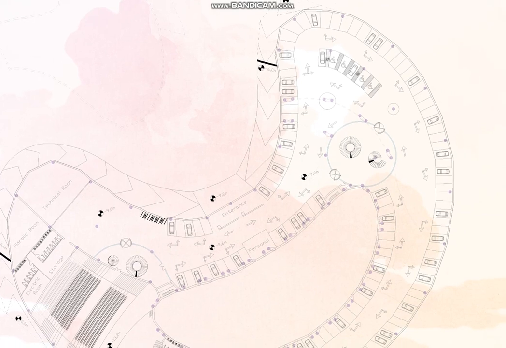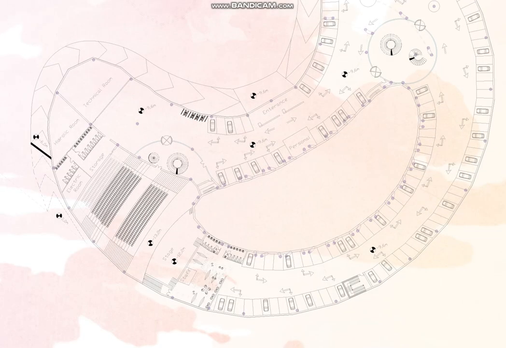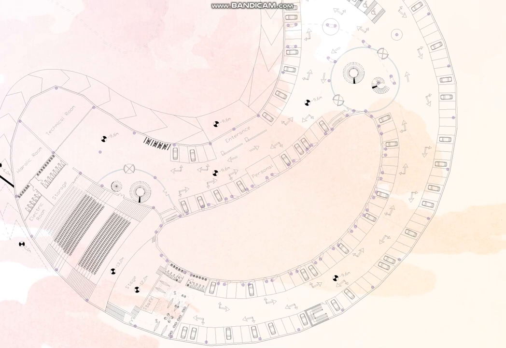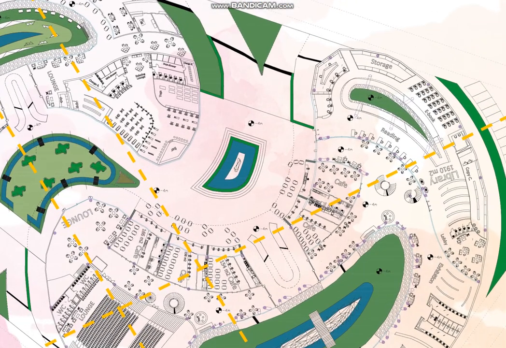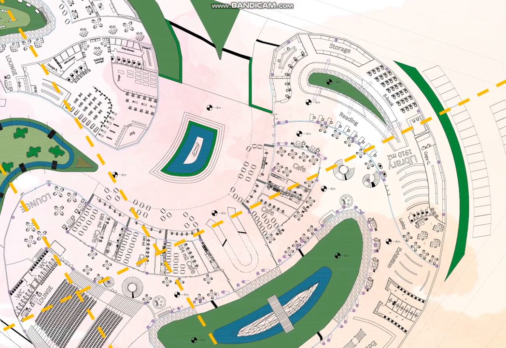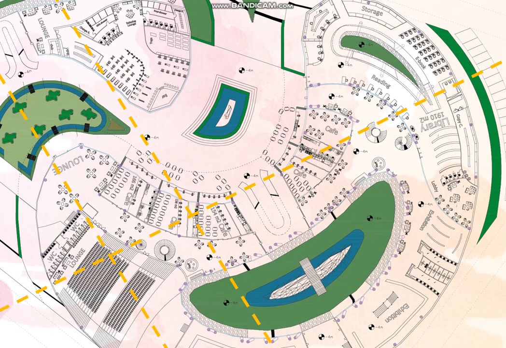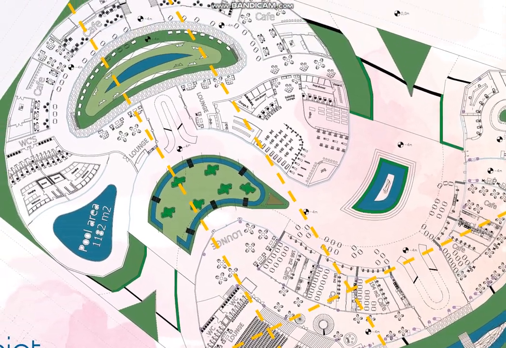Diagonal columns, and the normal columns are together, and ramp, and of course core system. And my ground floor is minus 4 meters. As you can see, the ground floor is a public space and is the most used floor. So, therefore, there are public units such as an auditorium, library, fitness, indoor pool, and sauna. At the same time, there are cafes, gardens, sittings that can be used by students and public also. You can see the details. Also, I put some diagonal columns there because there are gallery spaces at the library and then entrances, as you can see all.